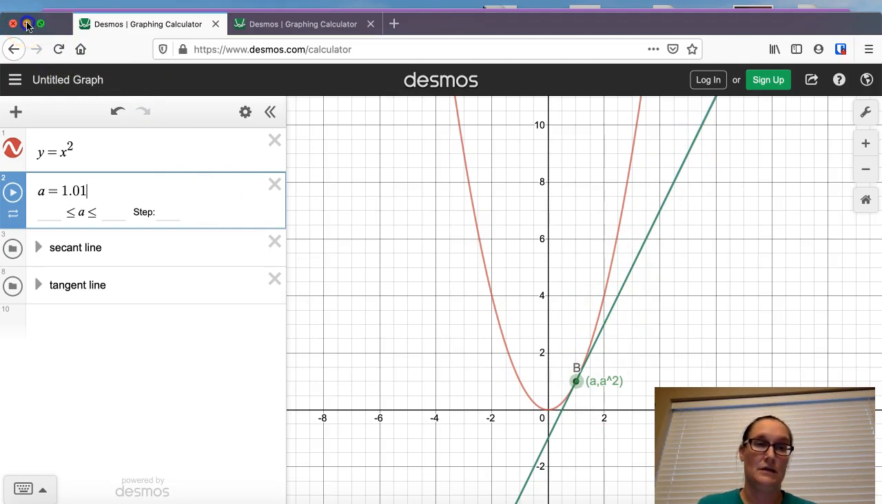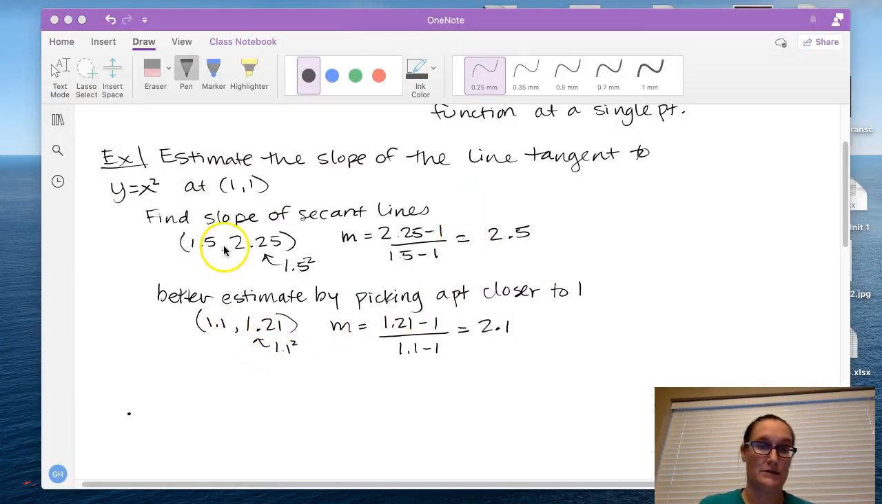So we could keep progressing our point closer and closer to 1 until we were convinced as to what the slope should be. All right, we can even see just from these two estimates that it is probably 2. We started at 2.5, we got to 2.1. If we did 1.01, we could get even closer. I don't want to because you kind of get the idea.